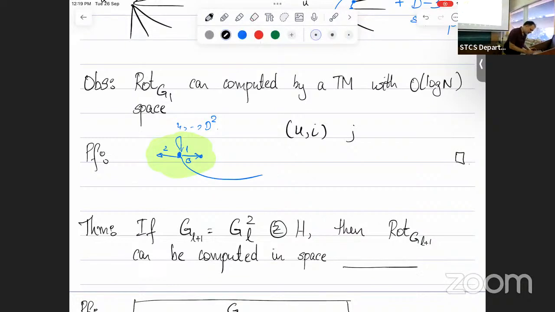Okay, let's anyway fill up this blank shortly. But basically, I want to say that this should take order log n space. As long as L is bounded by order log n, this should take order log n space. Okay, and we're going to do this recursively.